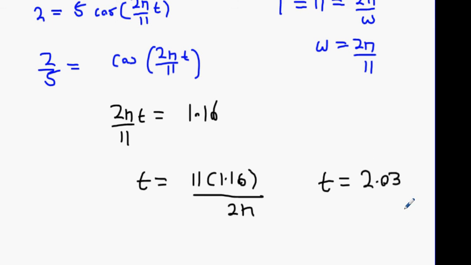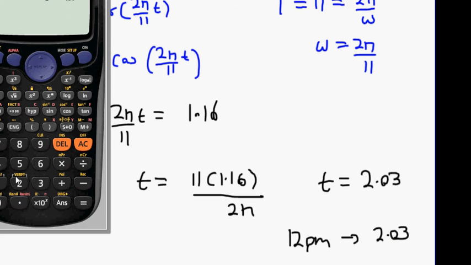You started at 12 noon, didn't we? Add on 2.03 hours. Change your 2.03 into hours and minutes. You can do it using the DMS button here. So where's the DMS button? That button there. It's basically 2 hours and 2 minutes. So 2 hours, 1 minute and 48 seconds, which is basically 2:02 p.m. Okay guys.